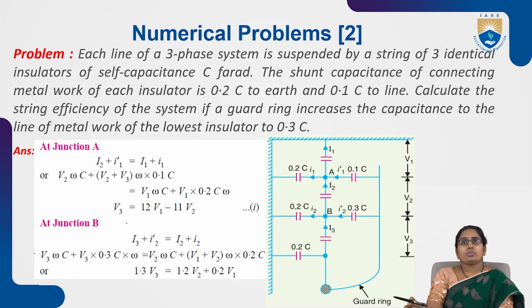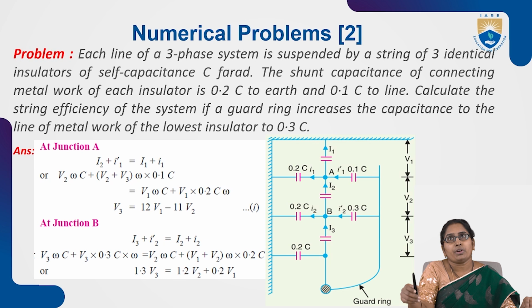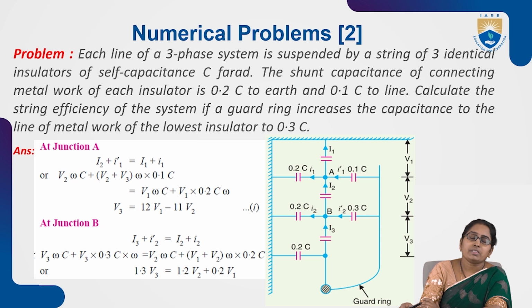Next, there is one more problem here. A line of three-phase system is suspended by a string of three identical insulators of self-capacitance C. So the string has three insulators, each with self-capacitance C, and the shunt capacitance of the connecting metalwork of each insulator is 0.2 C to earth and 0.1 C to line.